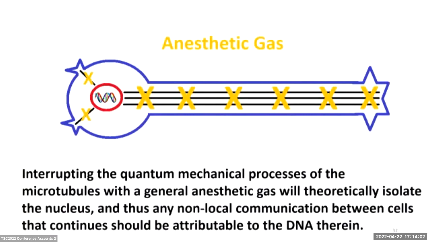But we felt that we could interrupt the quantum mechanical processes of the microtubules with a general anesthetic gas. We used isoflurane to theoretically isolate the nucleus. And thus, any non-local communication between cells that would continue in the face of this anesthetic gas would be attributable to what's in the nucleus, which is essentially the DNA.